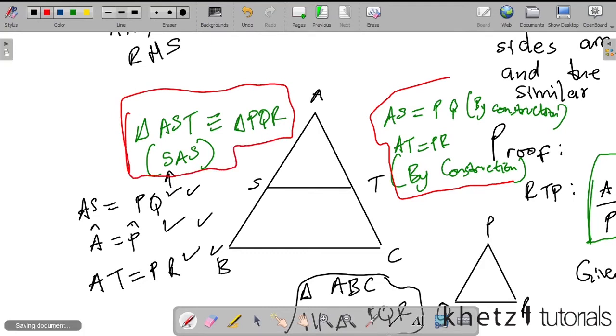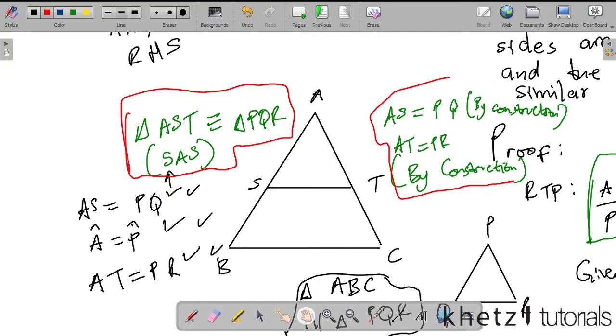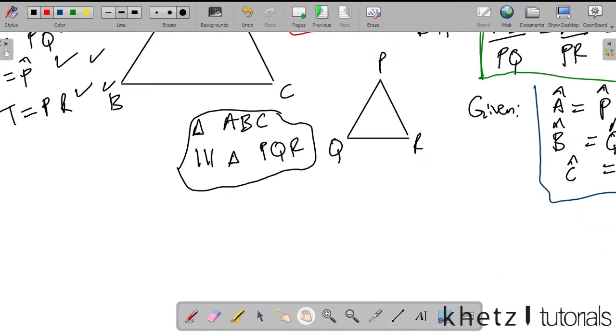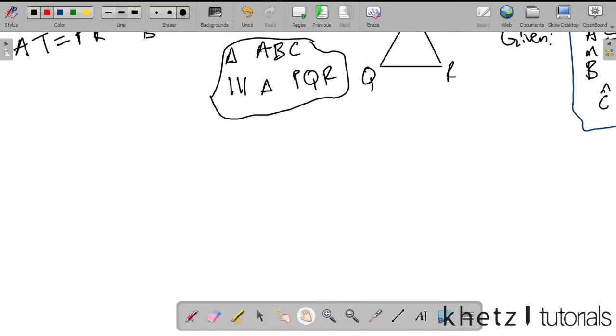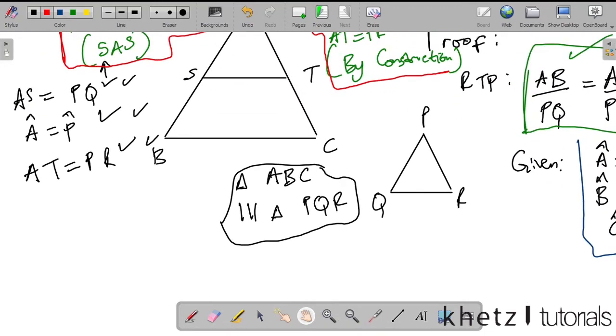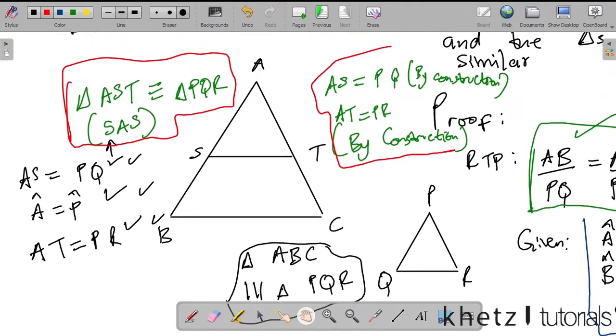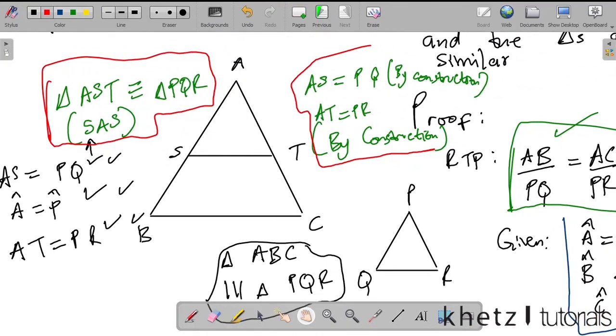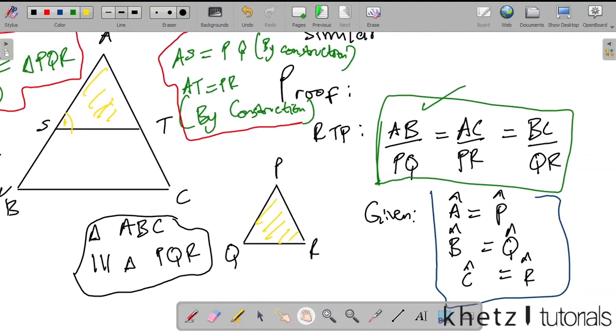But that is not what we're required to prove. But that is going to be quite helpful to prove what we want to prove. So then, we're going to come down here and say that since this triangle over here, AST, is congruent to that one, it means that this angle over here, let's call it S1, is equal to Q, right? So S1 is equal to Q.